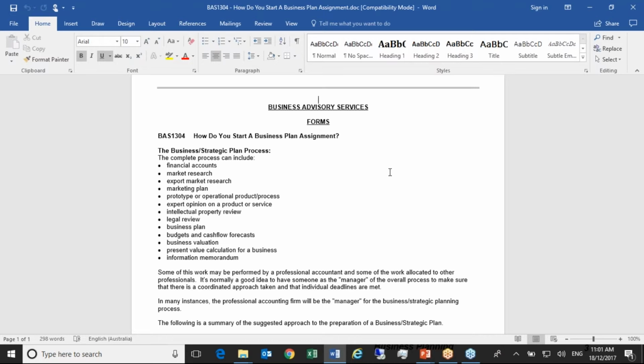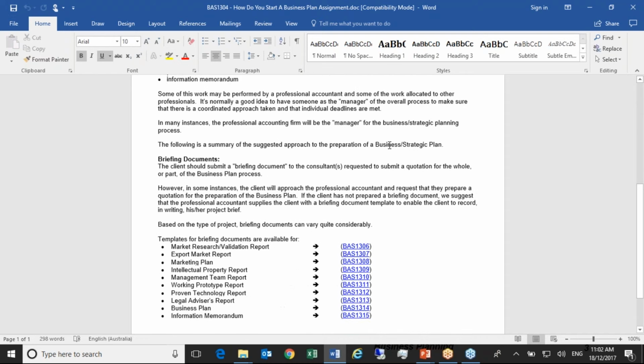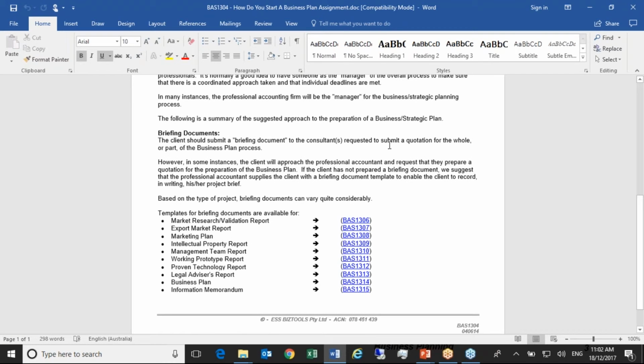This is a document that's contained within the product package that summarizes what the business or strategic planning process is. In some instances, an accountant or a business advisor might be commissioned to just prepare a standalone business plan. But in other instances, there may be a number of other people who are going to be involved in part of the process, either at the beginning, such as undertaking market research or export market research, or at some other stage of the process. Perhaps they'll be expressing a particular opinion, such as an expert opinion on a product or service. So this form summarizes that process so that you can be aware of how everything fits together in this overall scheme of things.